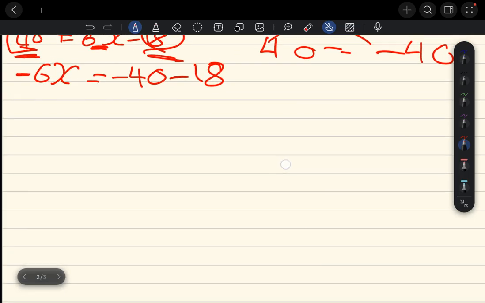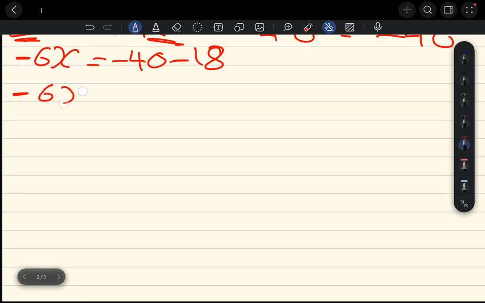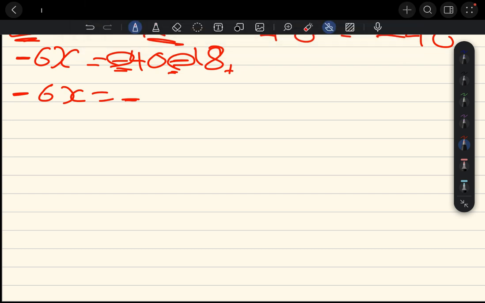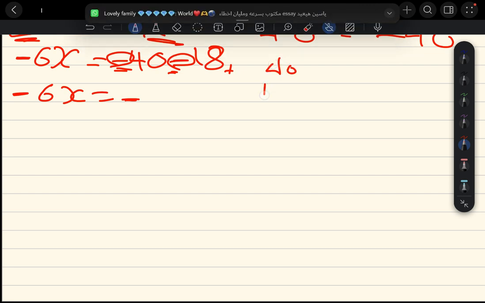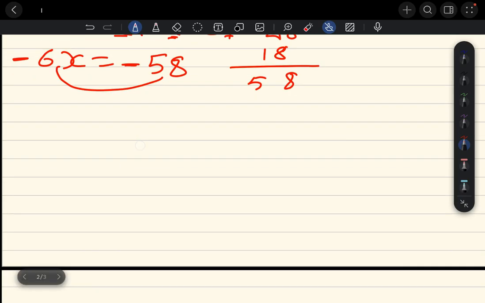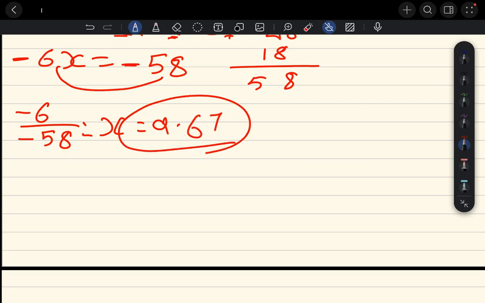So I have to collect like terms. Negative 6x equals negative 40 and negative 18. They're both negative, right? So negative with negative should be plus. So 40 plus 18 equals 58. So we're gonna divide here. So minus 6 upon minus 58. So x is gonna be 9.67. That's my final answer.